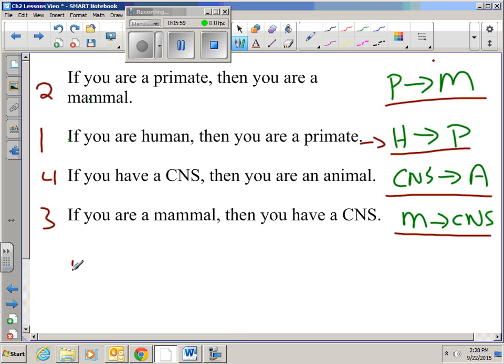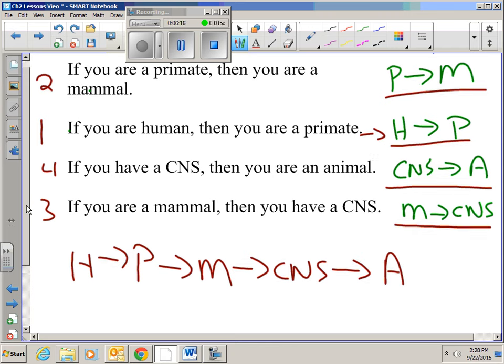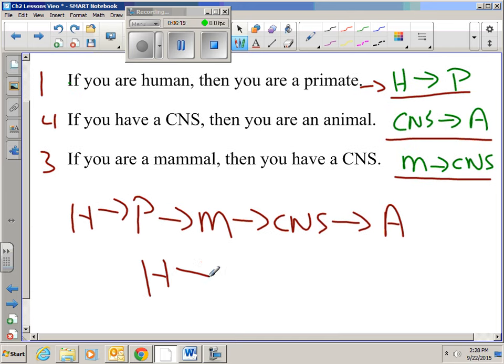So if human, then you are a primate. If you are a primate, then you are a mammal. If you are a mammal, then you have a central nervous system. And lastly, if you have a central nervous system, then you are an animal. We can abbreviate that, and we can go directly say, if you are human, then you are an animal.